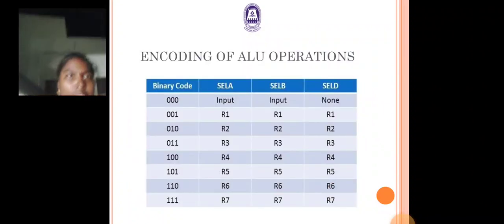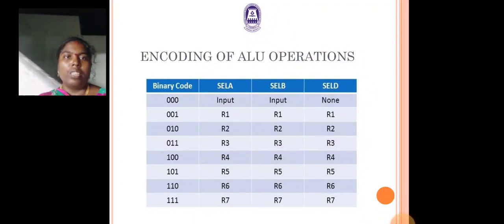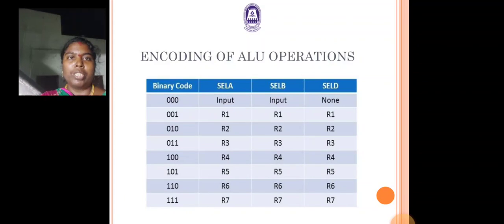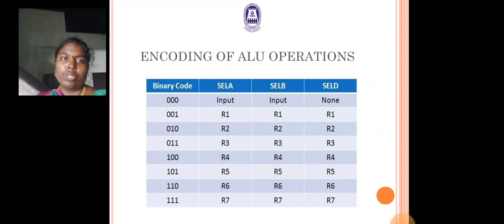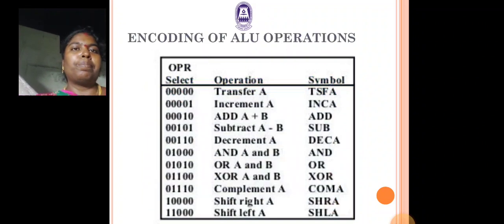Here I give some examples of ALU operations, the encoding of ALU operations. The binary code 000 specifies none, so input will not be given and output will also not be given. Next, 001 specifies register 1, 010 specifies register 2, 011 specifies register 3, 100 specifies register 4, 101 specifies register 5, 110 specifies register 6, and 111 specifies register 7.